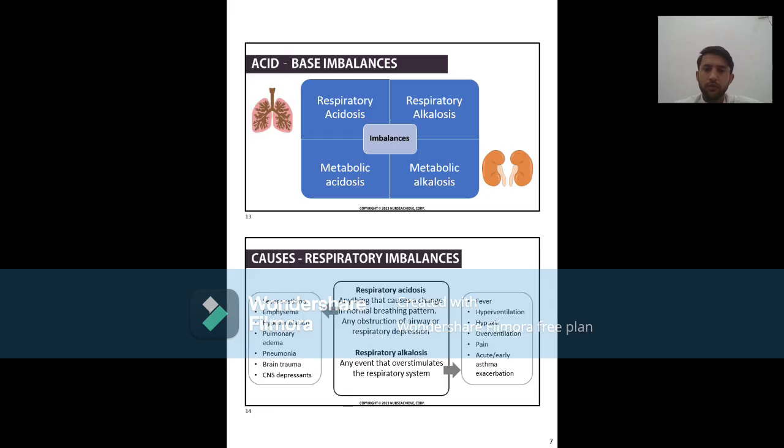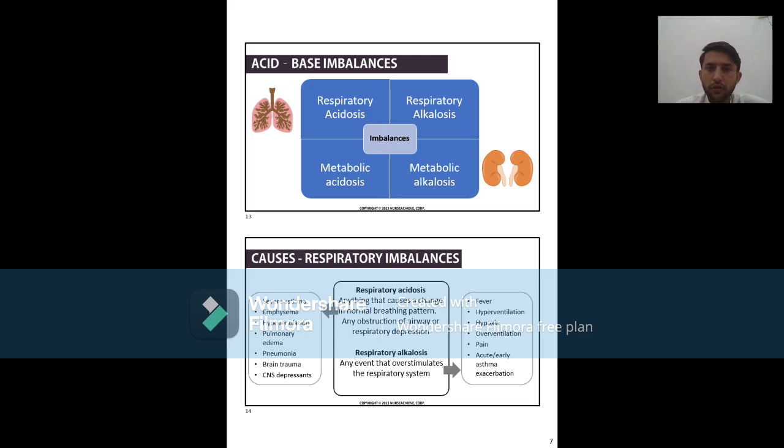Drugs, for example opioid and sedative drugs like morphine, ketamine, midazolam, and barbiturates. They suppress the respiratory center, causing hypoventilation and CO2 retention.